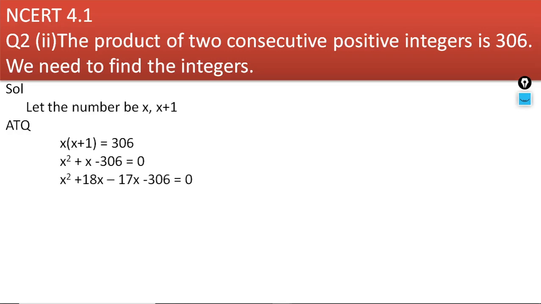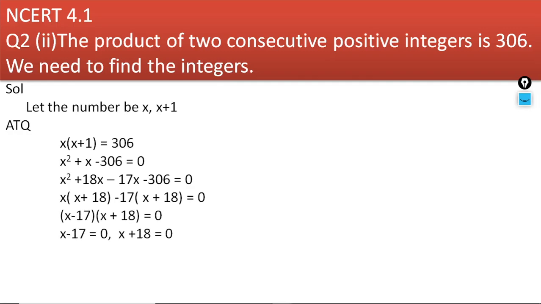Now we do the middle term splitting for this expression. After doing middle term splitting, the factors would be 18 and 17. So we get x square plus 18x minus 17x minus 306 equals 0. Taking x common, we get x into x plus 18 minus 17 into x plus 18, and two factors we get here: x minus 17 equals 0, x plus 18 equals 0, and the value of x is 17 or minus 18. In fact, here x equals minus 18 will be rejected because we are concentrating only on positive integers. So the value of x will be considered 17, and the numbers will be x, that is 17, and x plus 1, we get 17 and 18.